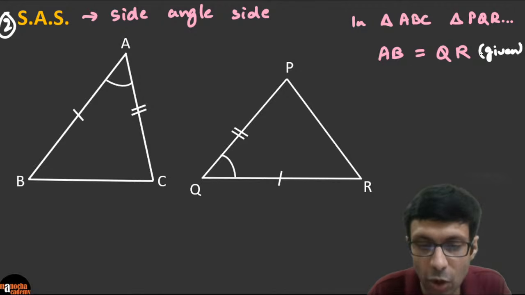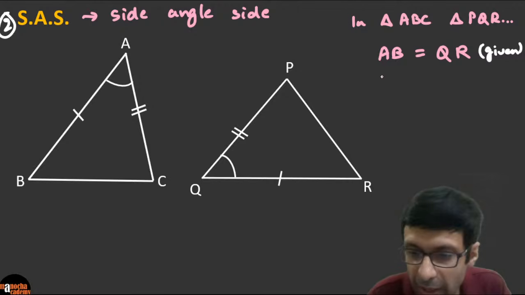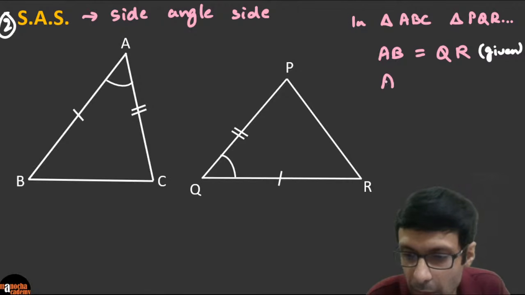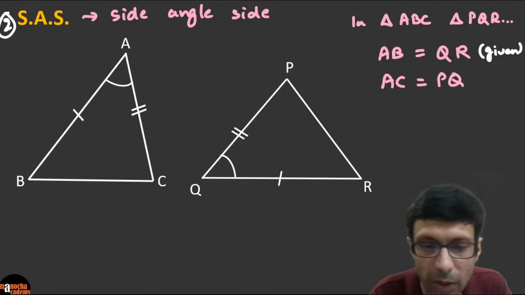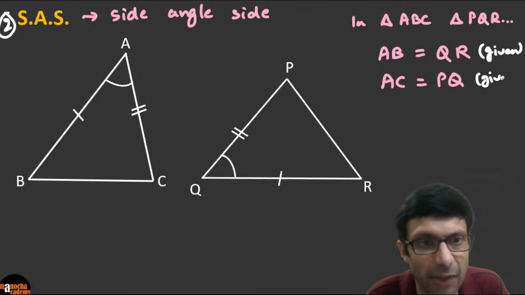What else is given here? So we've got AC. So AC is equal to what side here? PQ. Do you guys agree? Because that is also given. It's marked here. And what angle is given to us, guys?